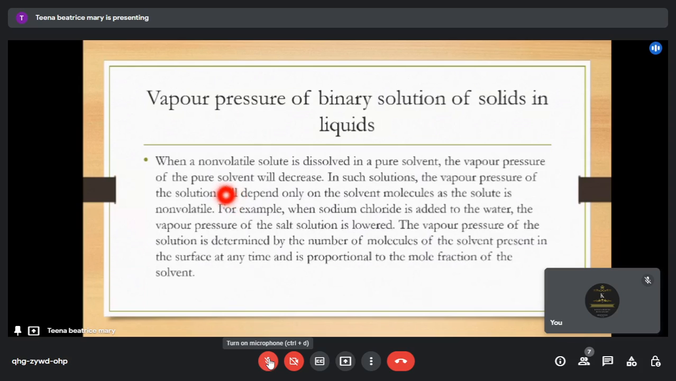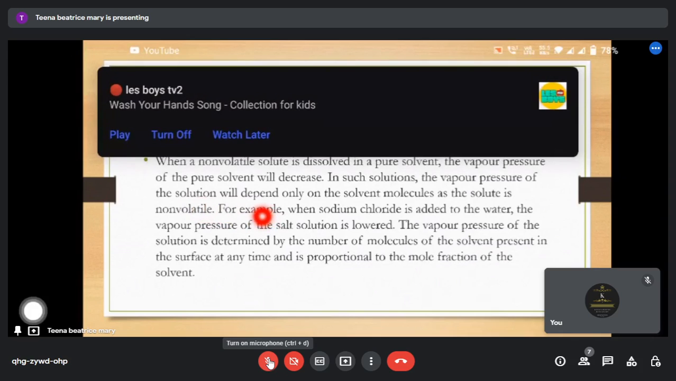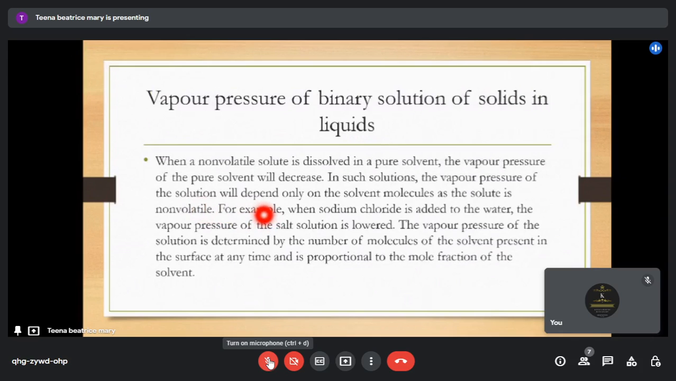ஏன்னா it is depending upon the solvent because the solute is non-volatile. The solute வந்து non-volatile இருக்கனால it is depending only upon the solvent because the solvent is pure form. For example, when sodium chloride is added to water, நம்ம யூஸ் பண்ற table salt எடுத்துக்கிறோம். When it is added to water, water add பண்ணும்போது what is happening? The vapor pressure of the salt solution is lowered.